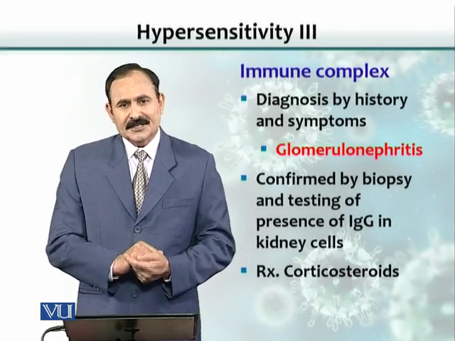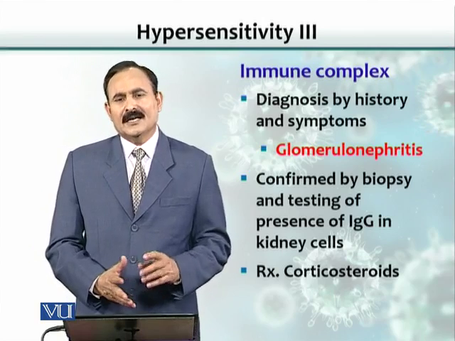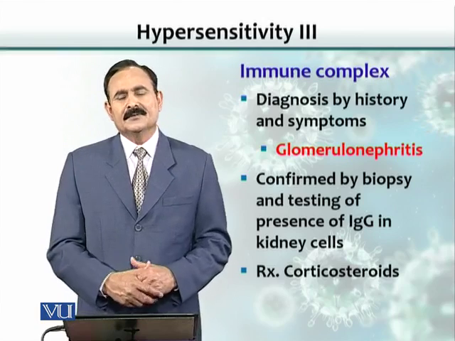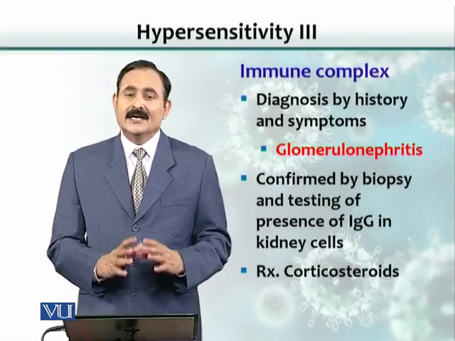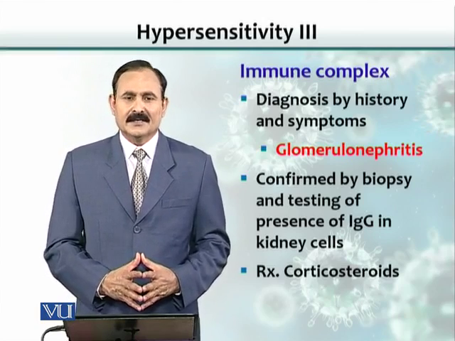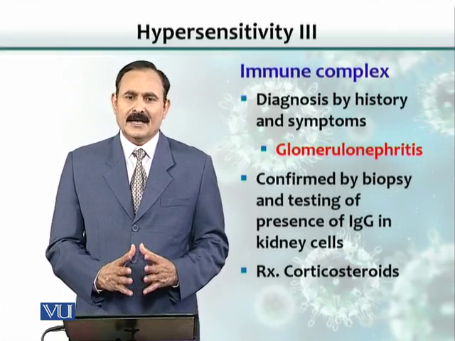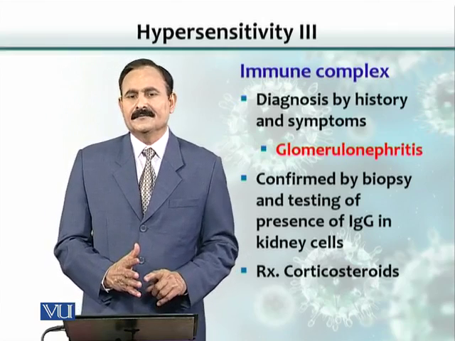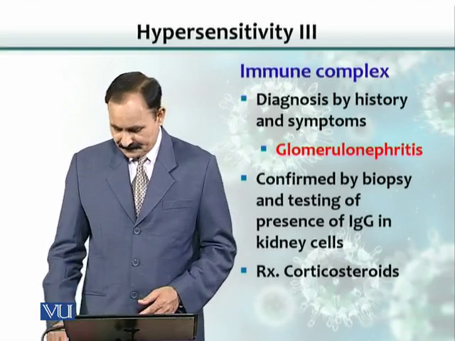Then the treatment. Again, you cannot really do much. Even if you diagnose that the kidney failure is a result of these immune complexes, if you know the nature of the antigen, avoid that antigen. Or you treat the patient symptomatically by giving corticosteroids. They are anti-inflammatory drugs. Corticosteroids decrease the inflammation or inflammatory process. So it's a kind of symptomatic treatment.